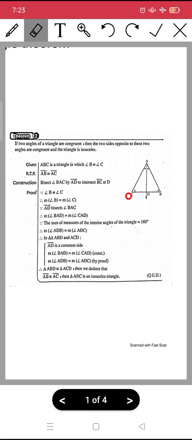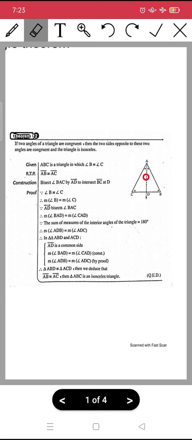Now, if I find that in a triangle two angles are equal in measure, therefore the two opposite sides, the side opposite to C, AB, and the side opposite to B, AC, are equal in length, and by the result, the triangle will be an isosceles triangle. How do you prove this theorem? We will see. The given here is ABC is a triangle, angle B congruent to angle C. The required to be proved is that AB equals AC.